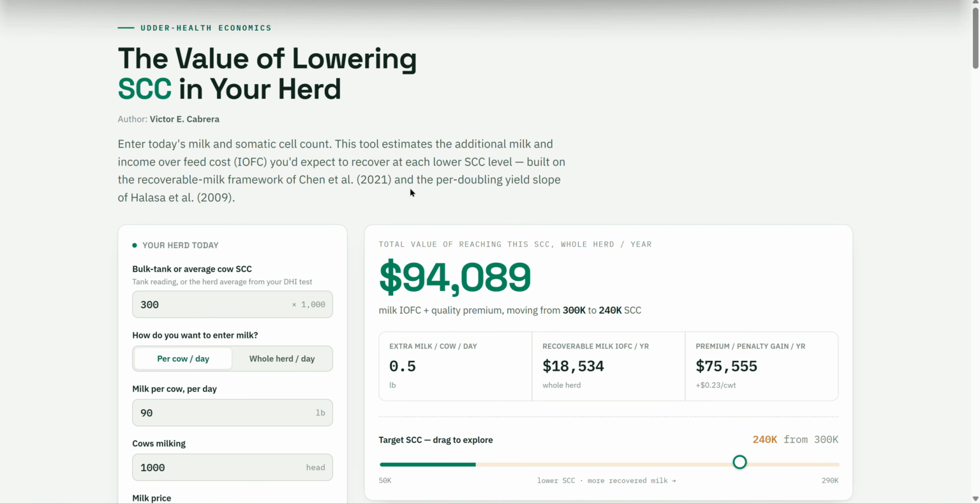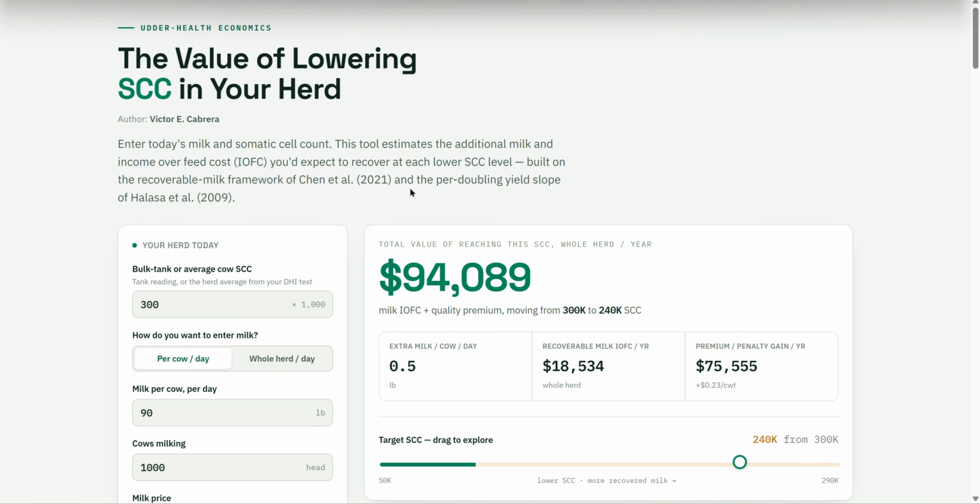The tool answers two questions: what a lower SCC is worth per year, and whether a round of lactational antibiotic treatment pays for itself. The calculations are built on the Recoverable Milk Framework of Chen and co-authors, published in 2021, and the Per Doubling Yield Slope from Hilasa and co-authors, published in 2009.